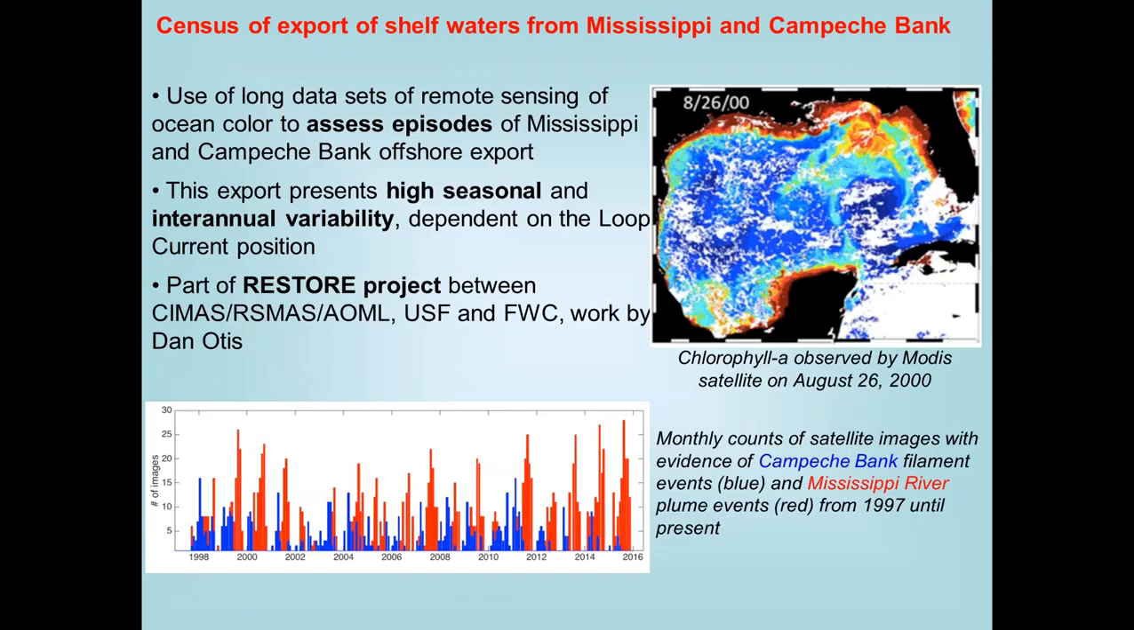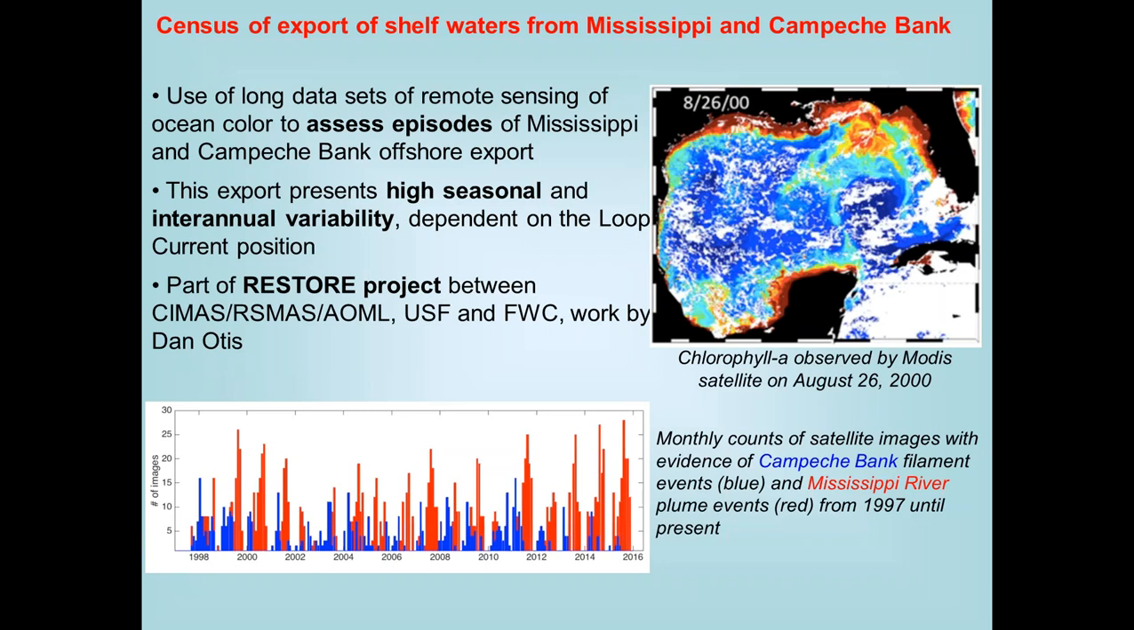So if we consider this episode of export from either the Mississippi River or the Campeachy Bank, I'm working with colleagues at USF and FWC as part of our RESTORE project funded by NOAA, and we want to characterize those features. We are using long data sets of remote sensing ocean color data to isolate the episodes that I mentioned, from either export of Mississippi origin or of Campeachy Bank origin.